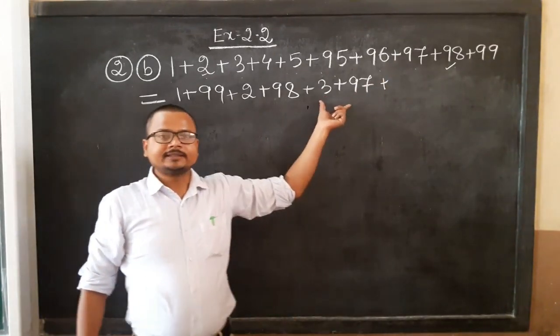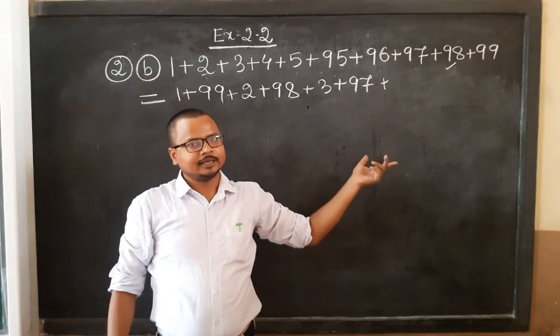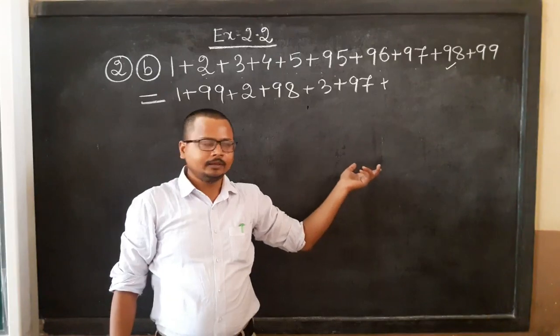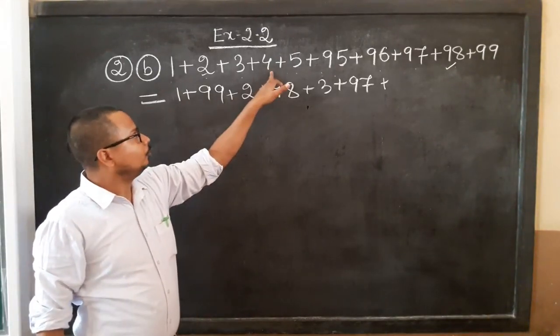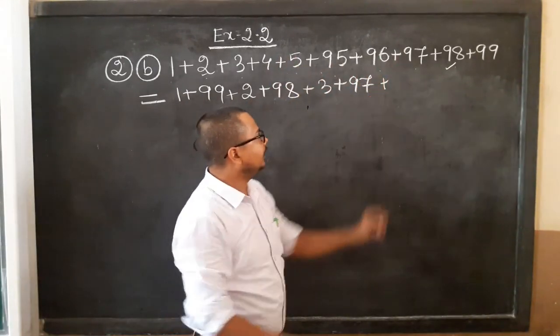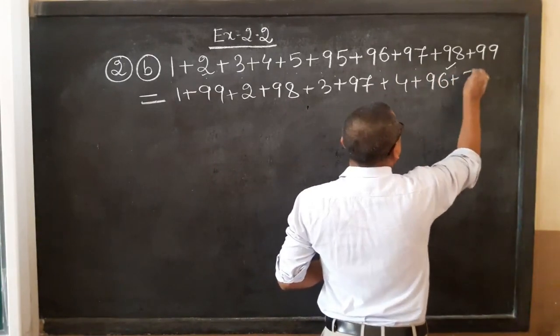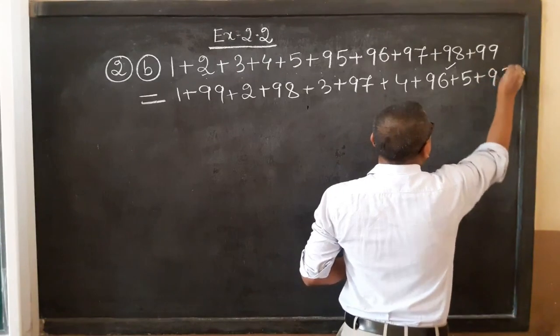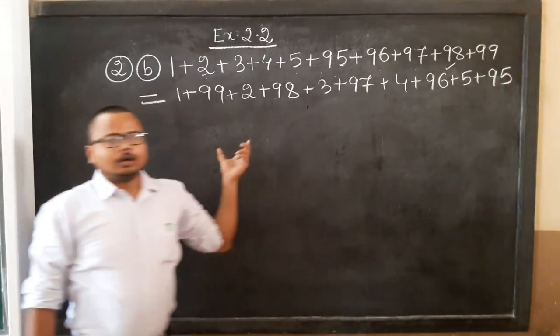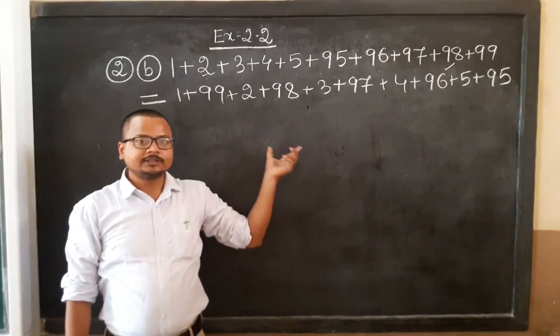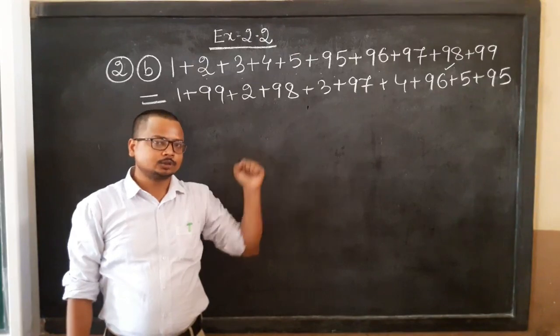Again we add these numbers, we get 100, or you can say in the multiples of 10. Next 4 plus 96, and then 5 plus 95. Okay friends, now it is very much easier for us to solve this question.